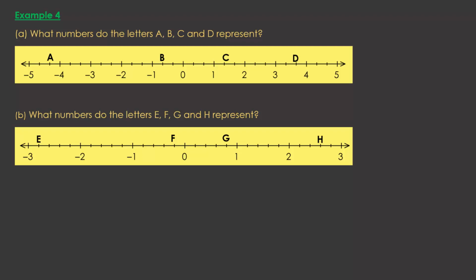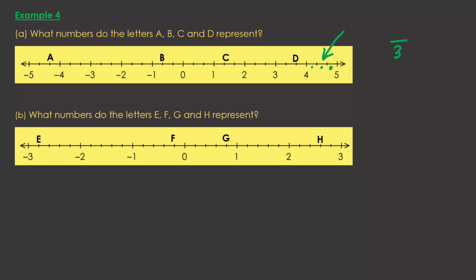What numbers do the letters A, B, C, and D represent? The first thing is to look at the number line and determine what type of fractions we're dealing with. And if we go from 4 to 5, we can see that there's 3 gaps here, which tells me we're dealing with thirds. Just to count forward here, we've got 4, 4 and a third, 4 and 2/3, 4 and 3/3, and of course 4 and 3/3 is 5.